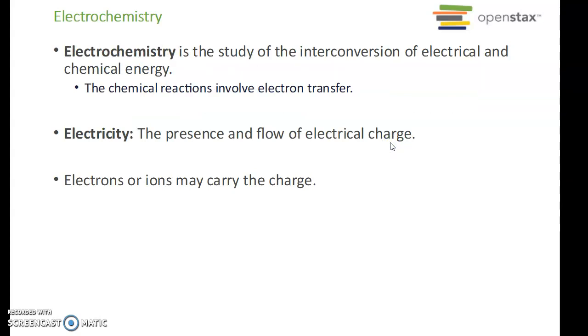Electrochemistry is the study of the interconversion of electrical and chemical energy. Chemical reactions involve electron transfer. That's one of the ways we were looking at them during all of our redox reactions. Even acid-base, if you look at it on the basis of a Lewis acid and a Lewis base, involves electron transfer. Because of those electron transfers, we have a presence and flow of electrical charge. It can be either electrons or the ions that carry those charges.